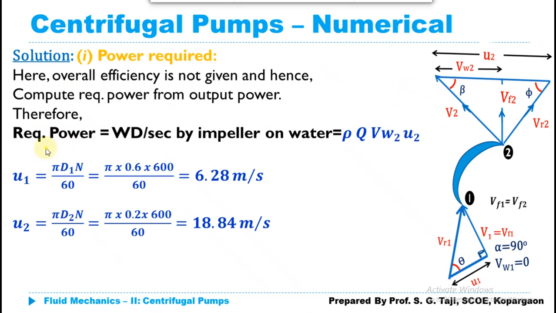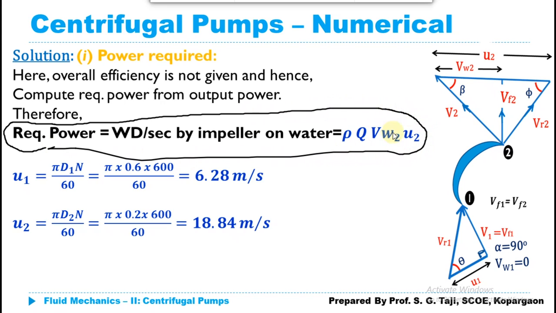We know that power required is equal to the work done by the impeller on the fluid, and that is given by the expression rho Q multiplied by Vw2 multiplied by U2. So for the calculation of power required, we will require this Q, because as they have given water, rho 1000, Vw2, that we need to calculate, and U2.